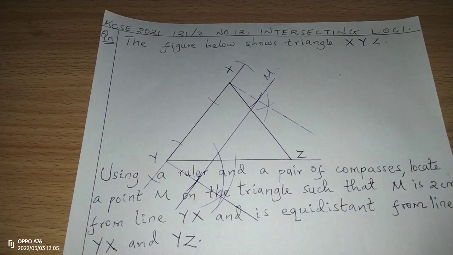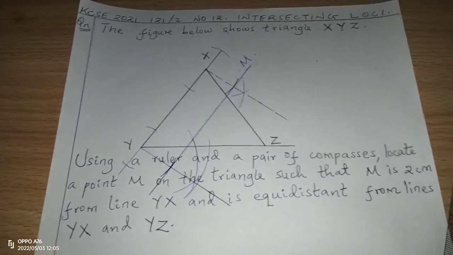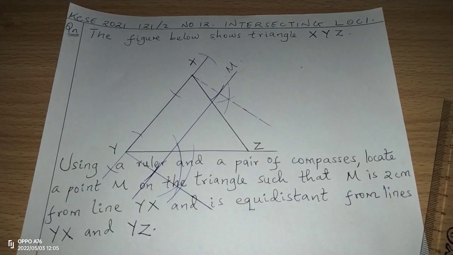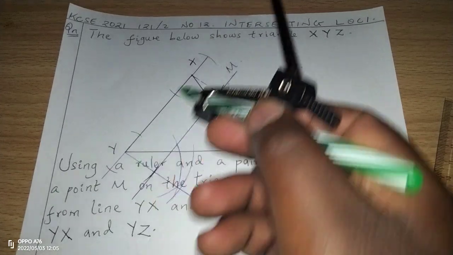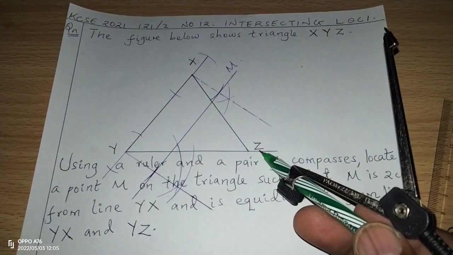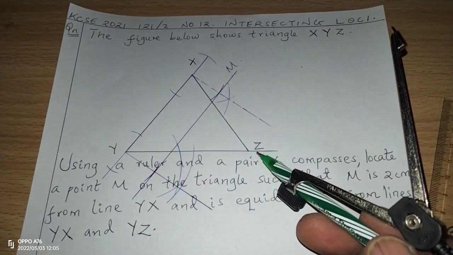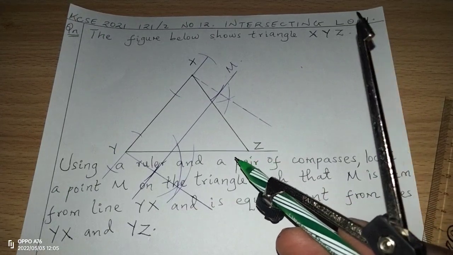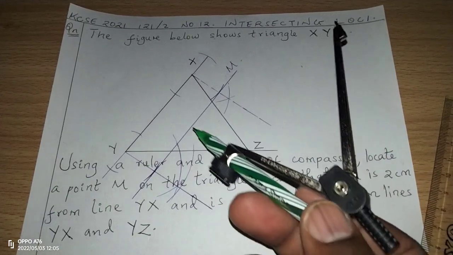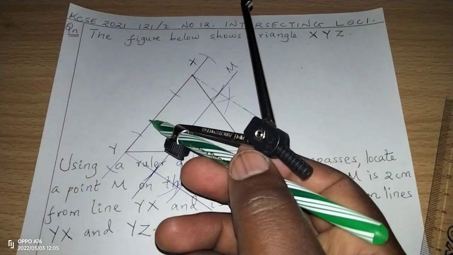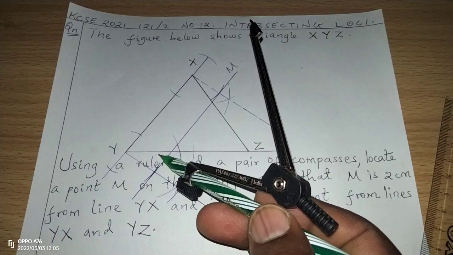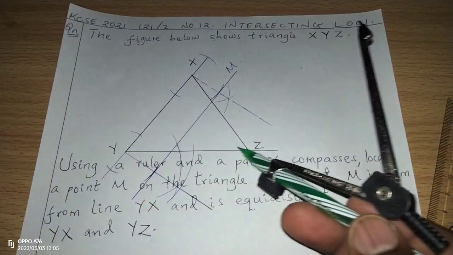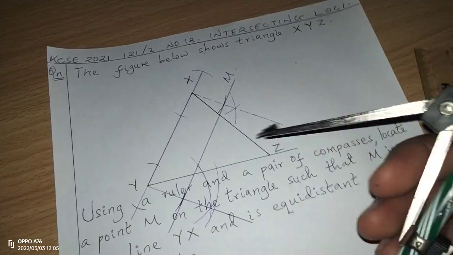Again, M is also satisfied by a locus of points which are equidistant from lines YX and YZ. This means a locus of points which are equidistant from two lines is the angle bisector of the angle made by the two lines. So when we bisect this angle here, we'll get the locus of points which are equidistant from this line and also this line. Therefore, we can bisect the angle.